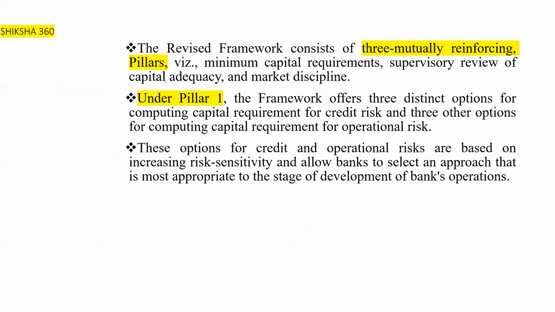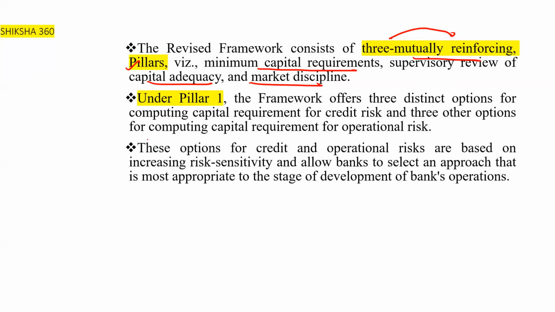The revised framework consists of 3 mutually reinforcing pillars. First one is the minimum capital requirement, second one is the supervisory review of capital adequacy, and third one is market discipline. Clear? So what is pillar 1?